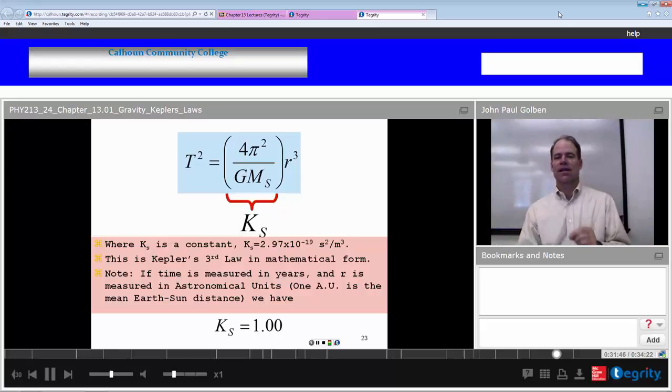Hence, if you knew how many Earth years other planets took to go around the sun, you can calculate their distance from the sun in astronomical units using just T squared equals R cubed.